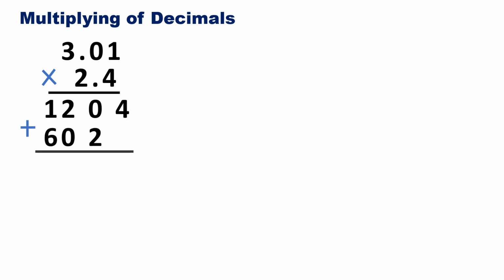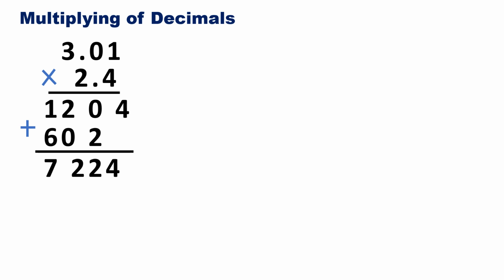Multiplying of decimals. Here two decimal numbers are there, 3.01 and 2.4. First what I have told you, that we'll do it like whole numbers. We'll just forget about the decimal point. We'll simply multiply these two numbers, like 301 into 24. So what will be the answer? The answer will be 7224.